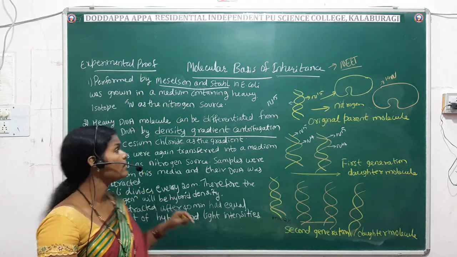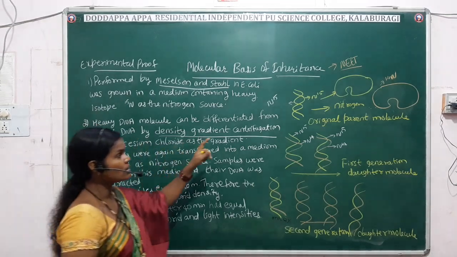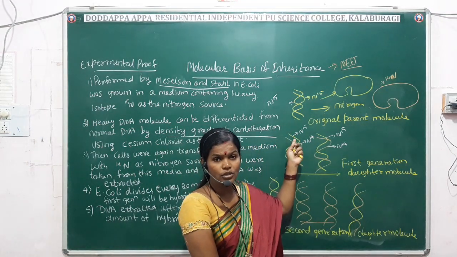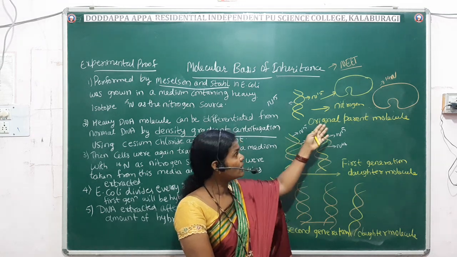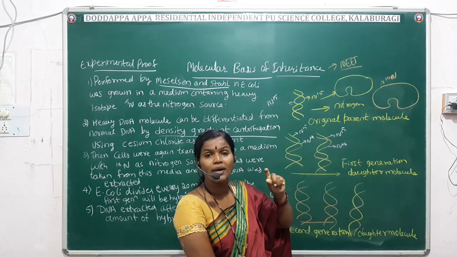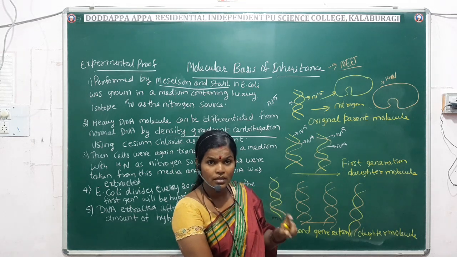So what is this experimental proof saying? First, the E. coli bacteria is grown in the heavy nitrogen medium. Then normal E. coli bacteria and heavy E. coli bacteria are differentiated by the cesium chloride solution.